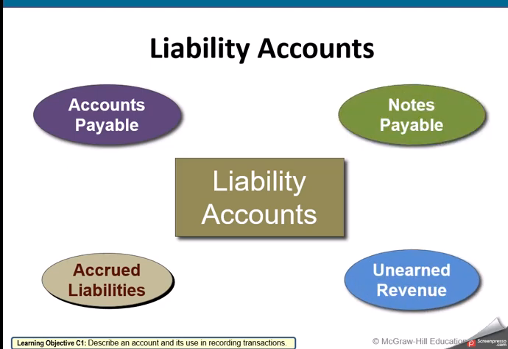Liabilities are things that we owe. So accounts payable is the most common. When we get a bill and we enter it into our system, it goes into accounts payable until we pay it. Notes payable would be, again, similar to the notes receivable. We have a longer time to pay, and we're going to be charged interest because we're taking advantage of that longer time to pay. We'll do accrued liabilities. We'll get more into those in the next chapter.